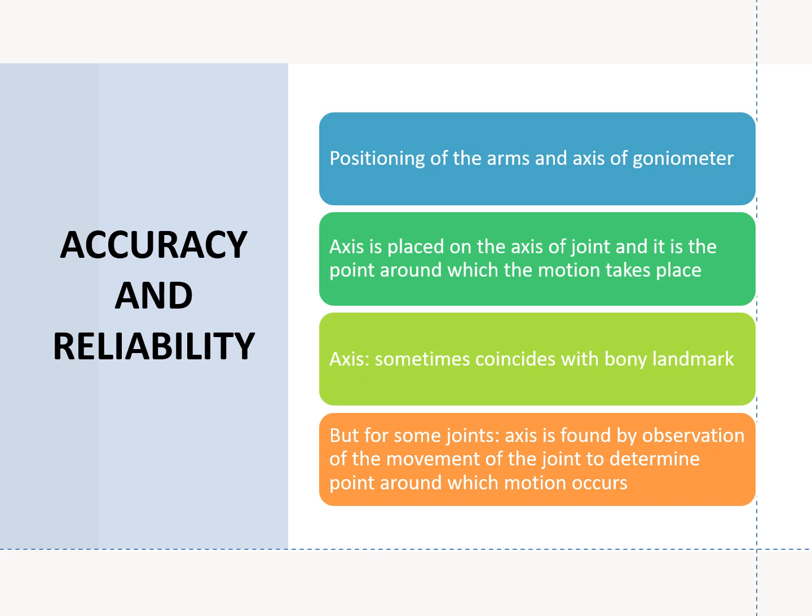Sometimes the axis coincides with the bony landmark, but sometimes it does not. That we will learn when we are learning about various methods of range of motion in all the joints. But as of now, you should remember that the accuracy and reliability of your readings depend on how you have positioned the arms of the goniometer and how you have positioned the axis of the goniometer.